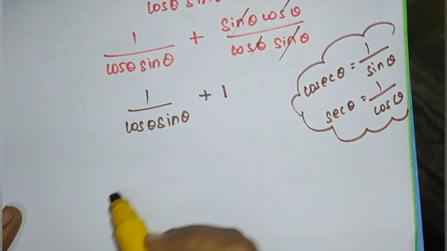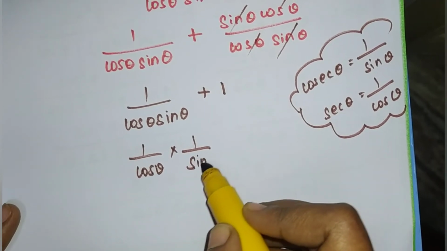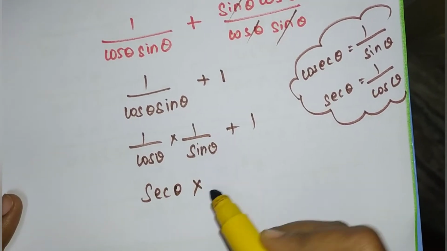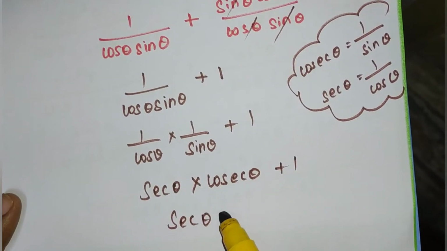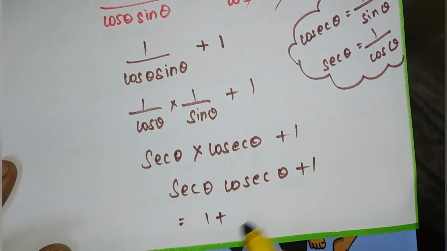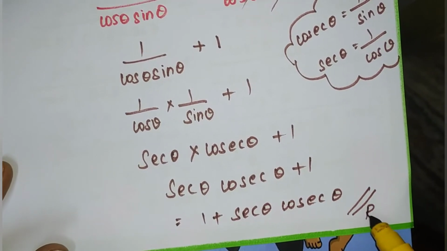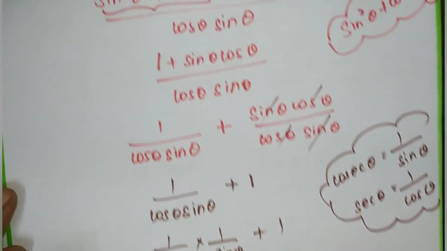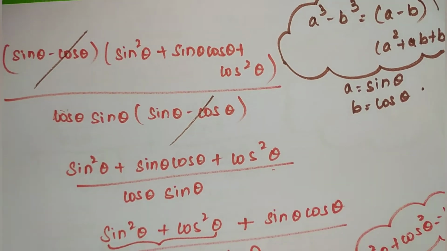So 1 by cos, 1 by sin is what? 1 by cos theta plus 1 by sin theta plus 1. 1 by cos is secant theta. 1 by sin is cosecant theta, plus 1. That is secant theta cosecant theta plus 1. What answer do we have to get? That 1 plus secant theta cosecant theta. We got RHS. This is a very important problem. Only simple formulas we are applying to derive the RHS.